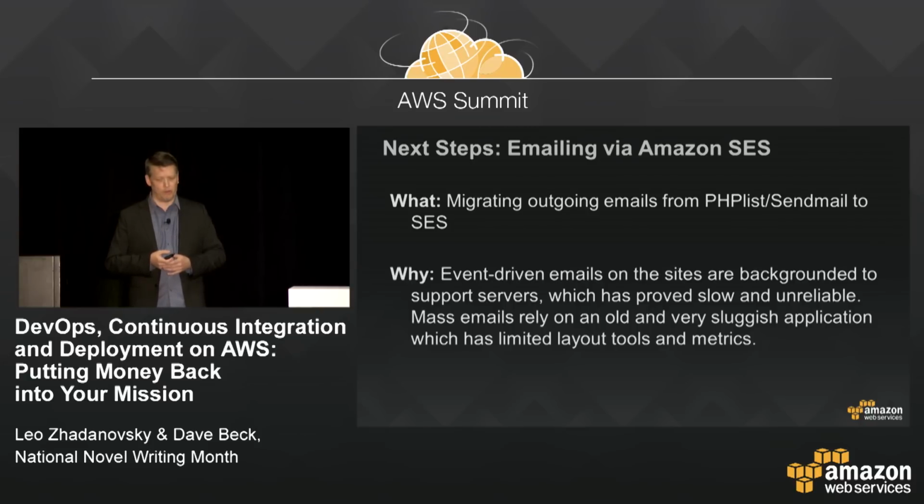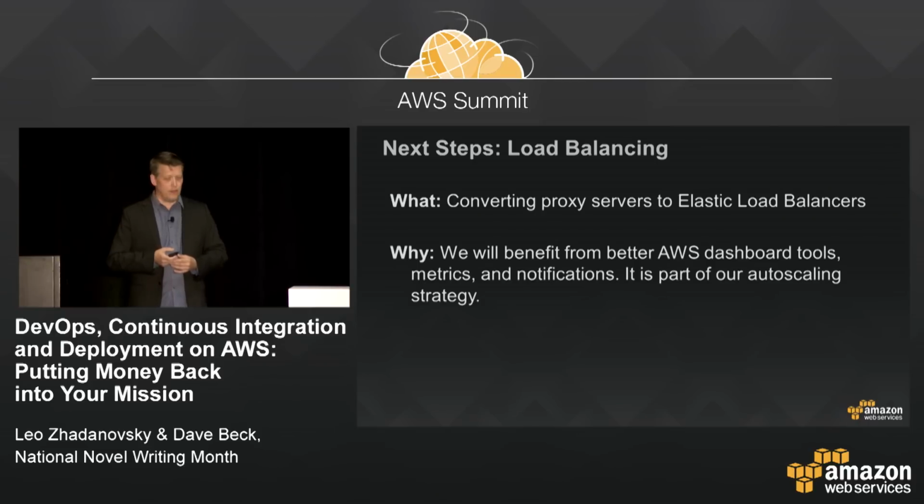We're going to move our email systems onto Amazon SES. Very excited about this. And going to elastic load balancing and auto-scaling so that I don't have to think about exactly what we're going to need, and the system can just work automatically as we spin up new events.